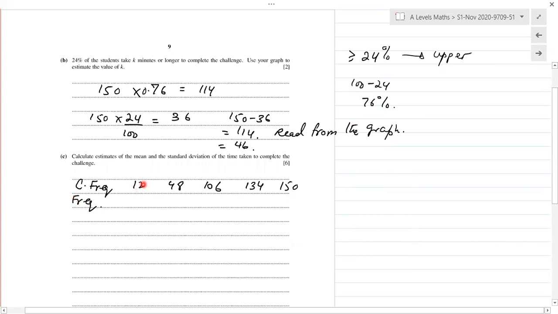So cumulative frequencies, you add them up and then you get the cumulative. You add the two frequencies up and then you get the cumulative. So now what I will do is I'll subtract the two. 48 minus 12. So the first one will be 12.